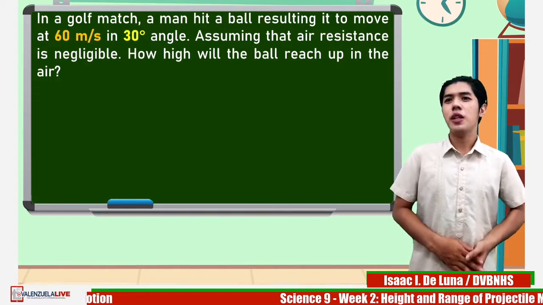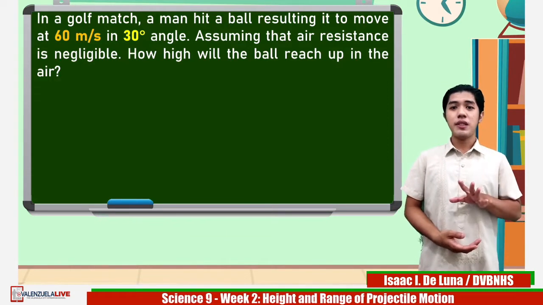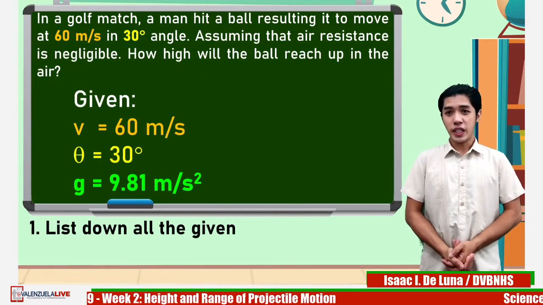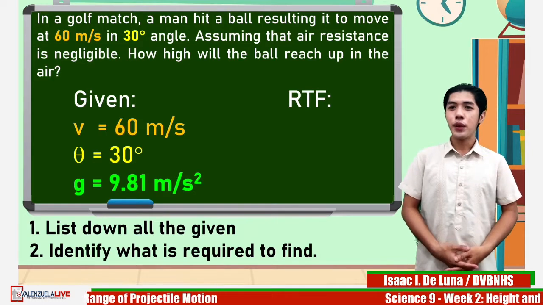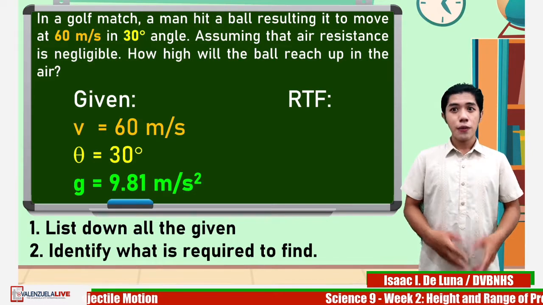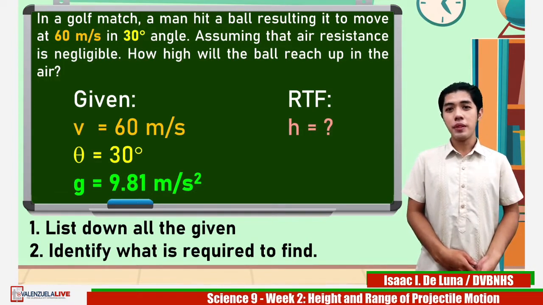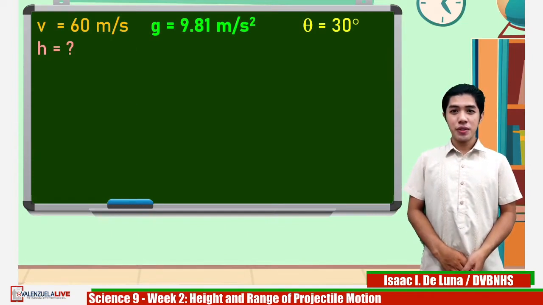This problem is quite similar to problem number 1, so we will still follow the 5 easy steps. First, list down all the given. Second, identify what is required to find. For this problem, we have to calculate how high the ball will reach up in the air. Step 3, identify the formula to be used.